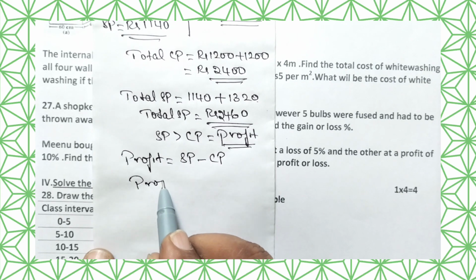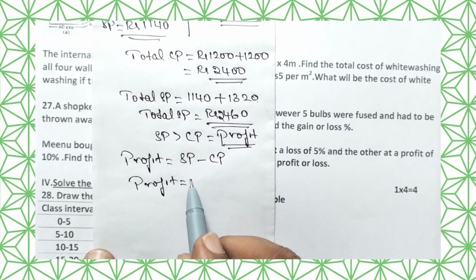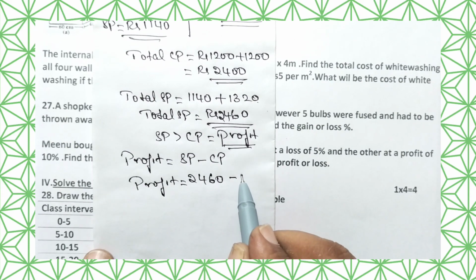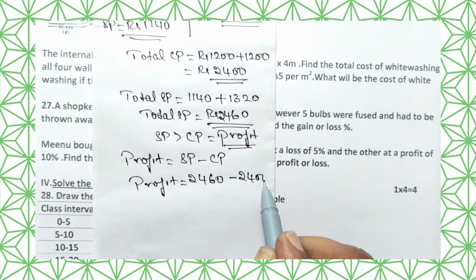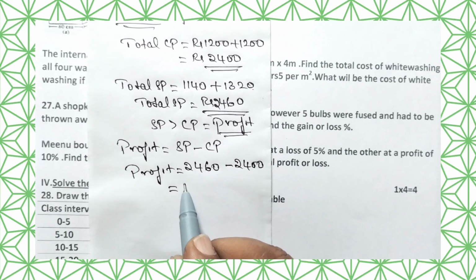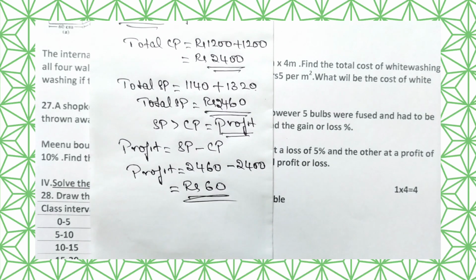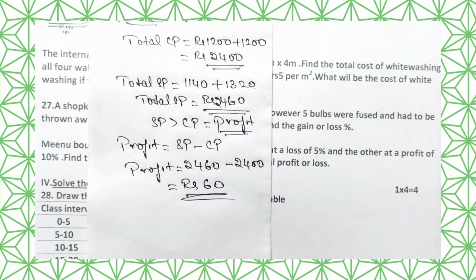So profit is equal to selling price 2460 minus cost price 2400. That is equal to rupees 2460 minus 2400 is 60 rupees. Therefore by selling 2 fans, Meenu will get a profit of rupees 60. So like this we have to calculate this one.